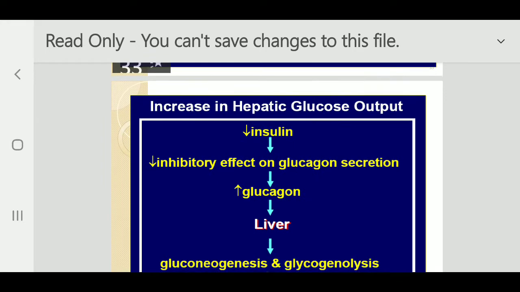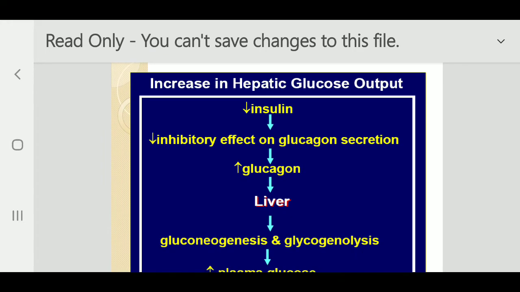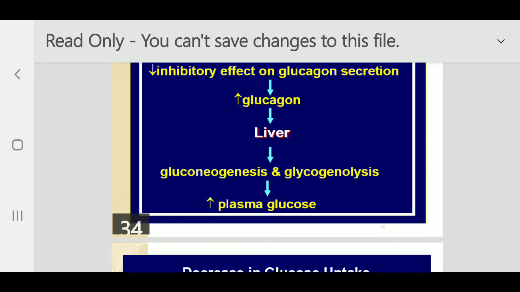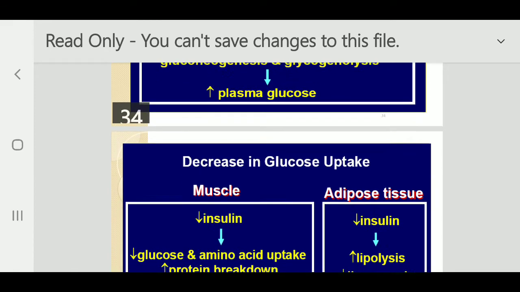Now, in increase in hepatic glucose output, what happens? Whenever there is a decreased insulin, there is a decreased inhibitory effect on glucagon. Insulin inhibits glucagon. So if there is less insulin, there will be more glucagon, and this glucagon in the liver will stimulate gluconeogenesis and glycogenolysis that will lead to increased plasma glucose.